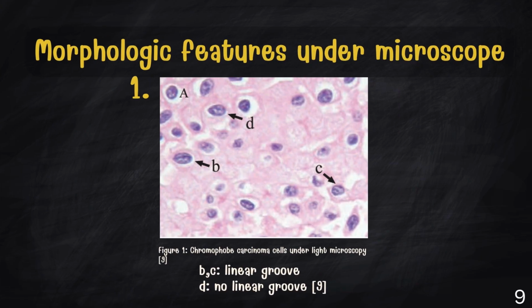Next is the morphological feature of nuclear groove under the light microscope. We have three nuclei marked with arrow B, arrow C, and arrow D. Cells marked with arrows B and C show a linear line across the nucleus, which is the nuclear groove. For arrow D, there is no linear line at the nucleus, so no nuclear groove is present there.